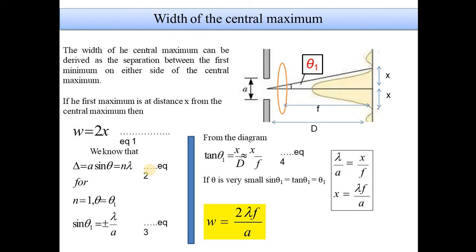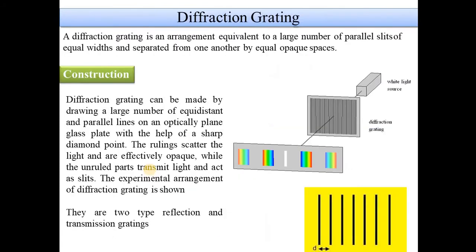So the next portion that we are going to discuss in this chapter is what is a diffraction grating. You might at least have heard of a diffraction grating, so I'll again introduce it to you. A diffraction grating is an arrangement of a large number of parallel slits of equal width separated from one another by equal opaque spaces.